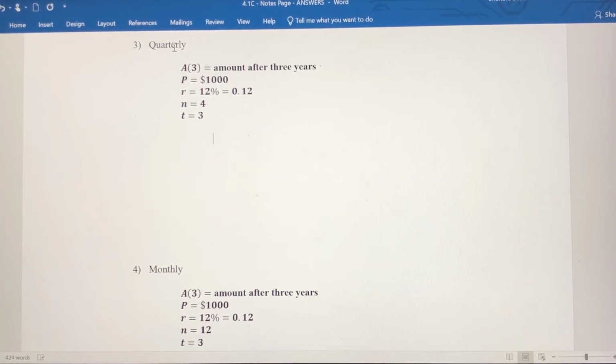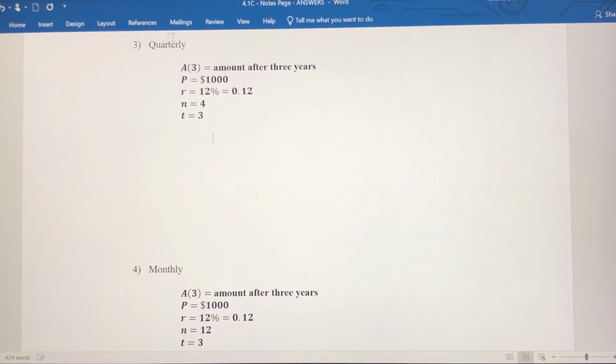quarterly, which means once every 3 months. There are 4 quarters in a year, so every 3 months, the number would be 4. And monthly, obviously there's 12 months in a year, so n is going to equal 12. All the other variables remain the same, and we're still solving for A. So pause the video here, give both these a try, and then come back and check your work.